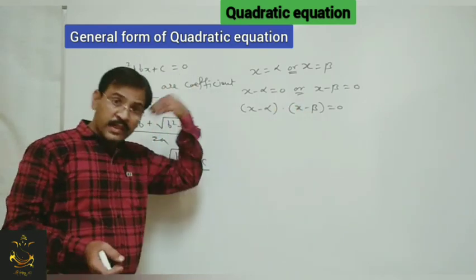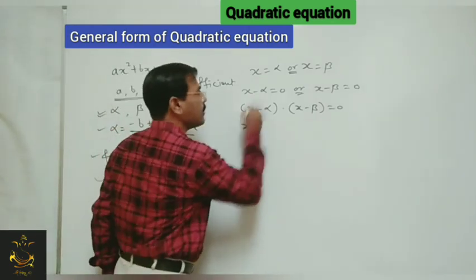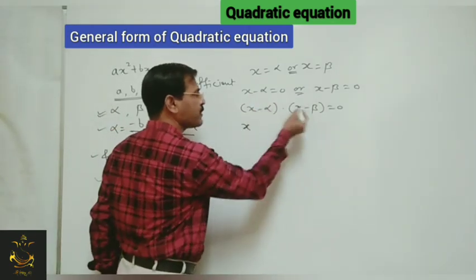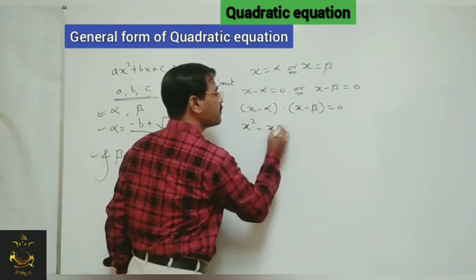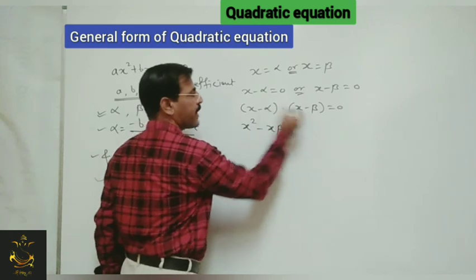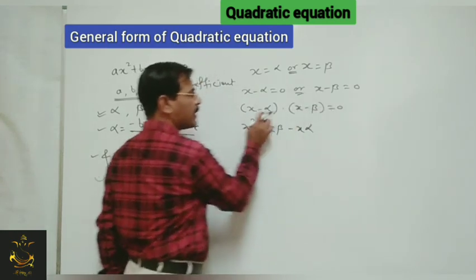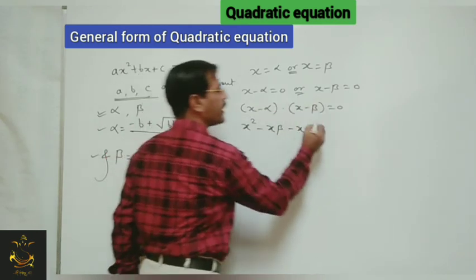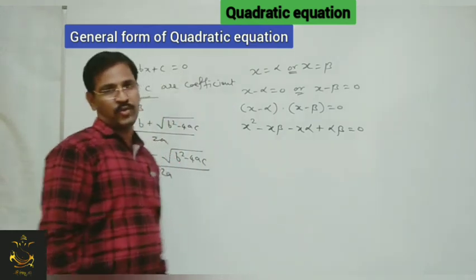Now in the next part, look here, very important part. Just multiply x into x minus beta: x into x is x square, x into beta is x beta. Now minus alpha into x is x alpha, like this. And here minus into minus is plus alpha into beta, plus alpha beta equal to 0.